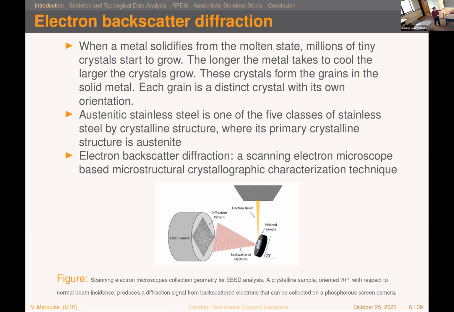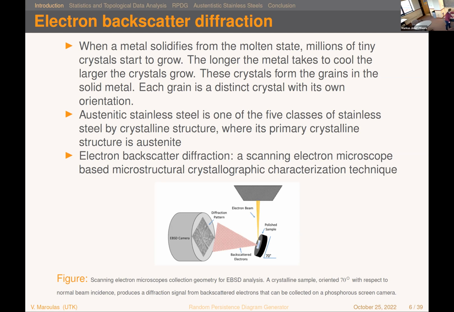Okay, and how do you do that with the electron backscatter diffraction? So I'm going to be very hand wavy here. The experiment is you have the specimen at an angle, the electron beam hits it, and then the backscattered electrons reflect back onto a phosphorus screen camera, and then you capture images of that. Okay, you capture images of the grains.